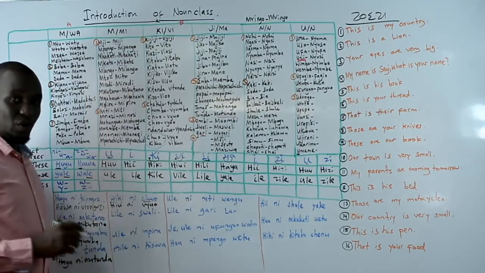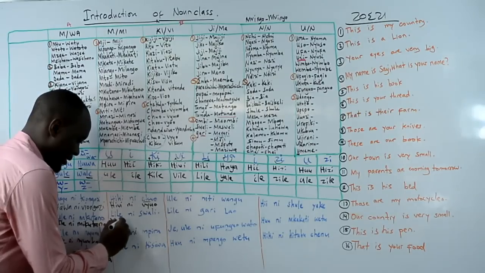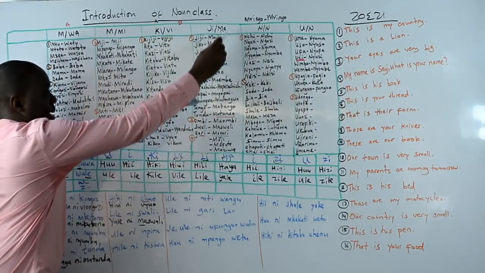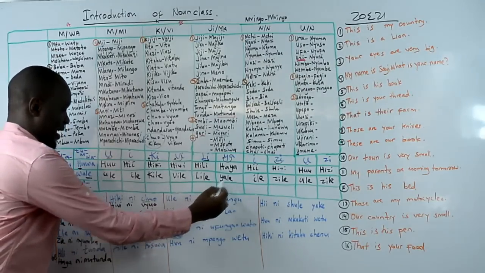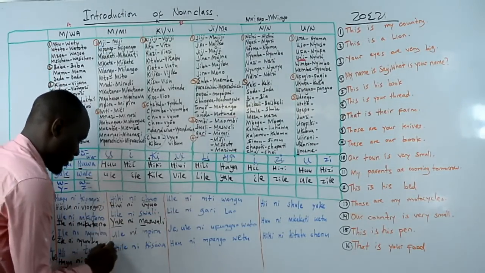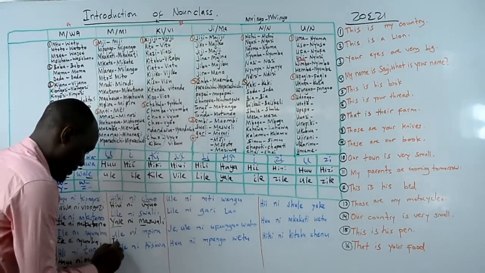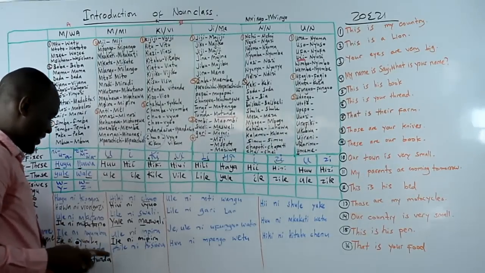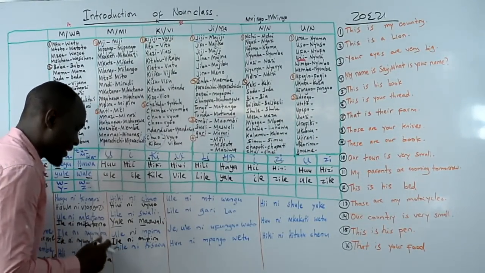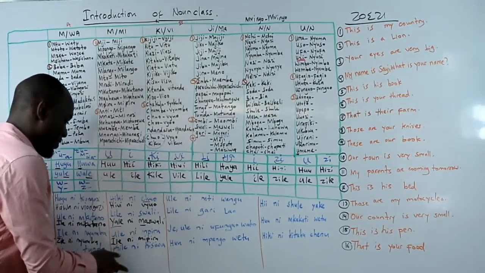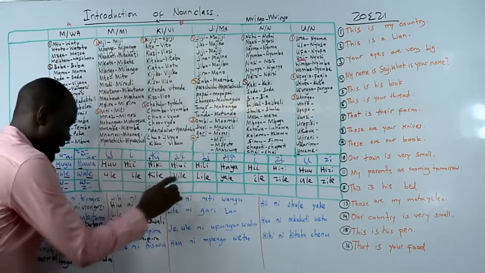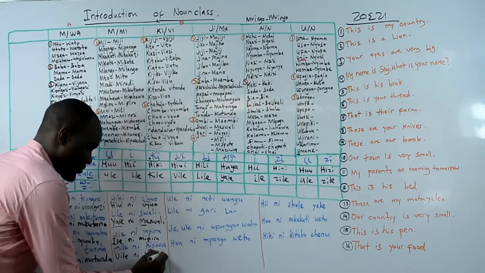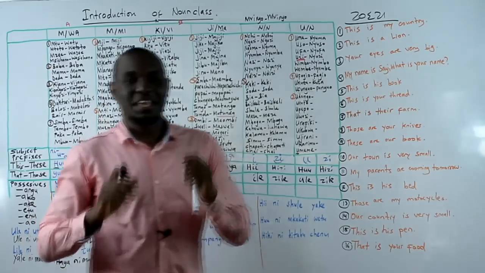Lile ni swali. That is the question. Plural will be yale ni maswali, because swali, maswali, ma class, which is yale. Ule ni mpira, that is the ball. Ile ni mipira, those are balls. You see that? Kile ni kisiwa, that is an island. So those are islands will be vile ni visiwa. See that?